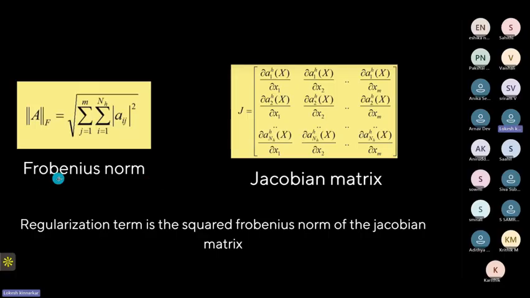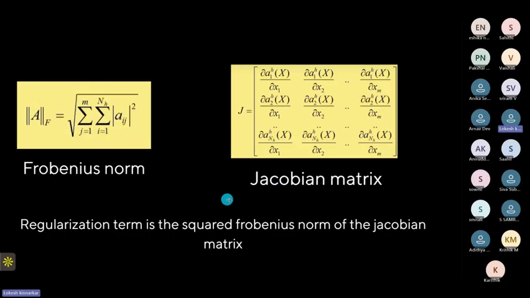So Frobenius norm in simple terms, if I try to explain, if you have a 3 cross 3 matrix, it would have 9 elements in it. So you have to take the square of all those 9 elements, add them up, and just take the square root. That's simply what a Frobenius norm is trying to convey.